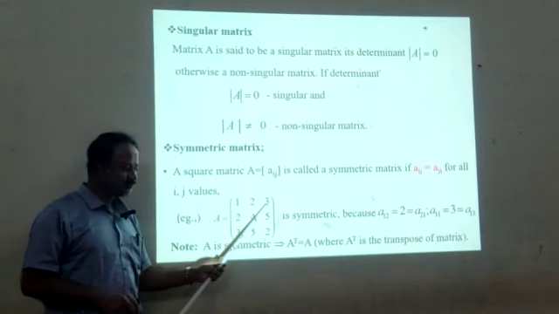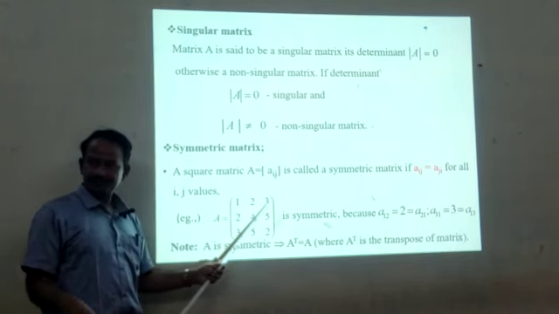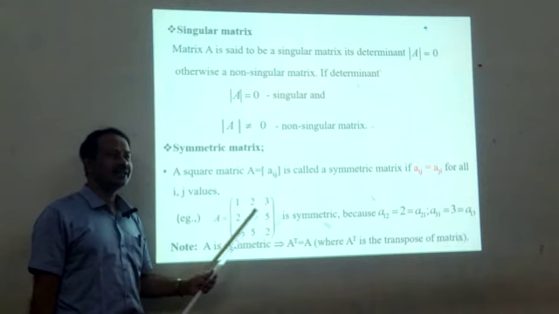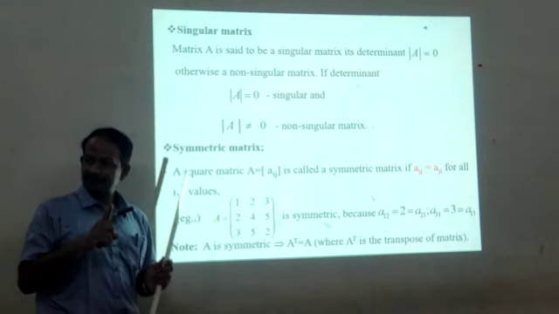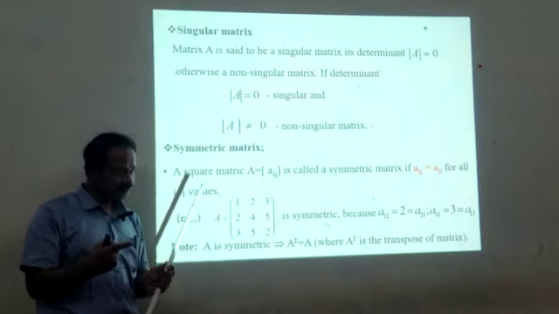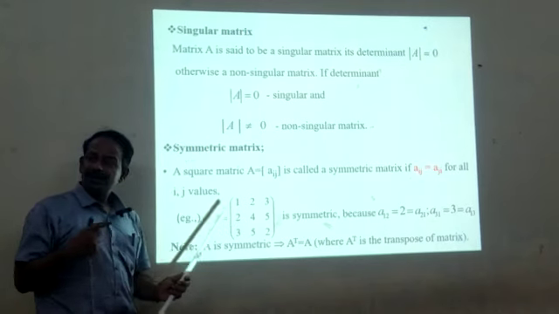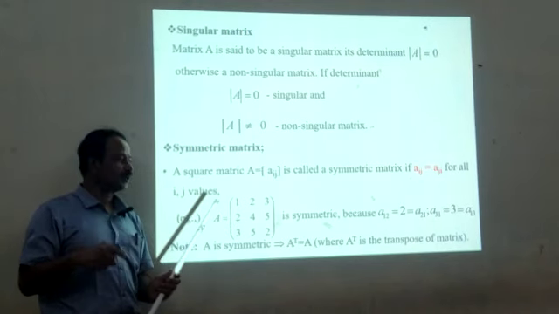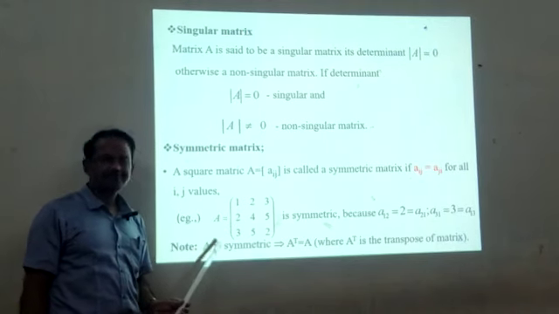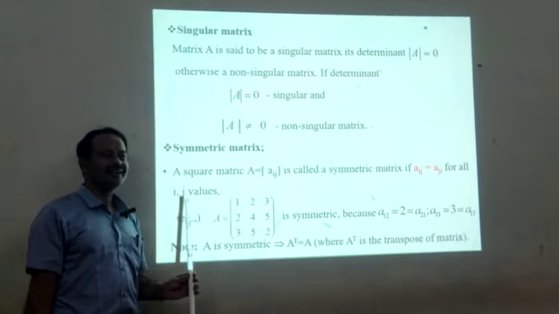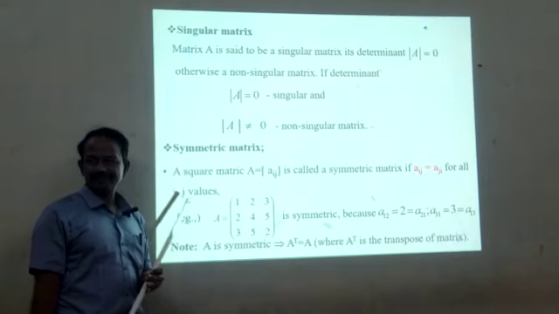You just take this one. What is this element? The order of the element is A1,3, first row, third column, correct? So A1,3, you just interchange: A31. What is the number A31? It's 3. So it's a symmetric matrix.